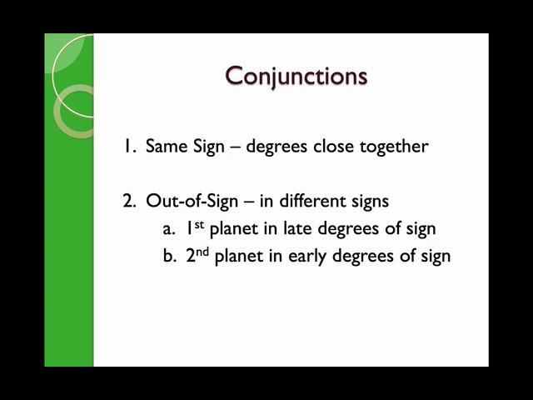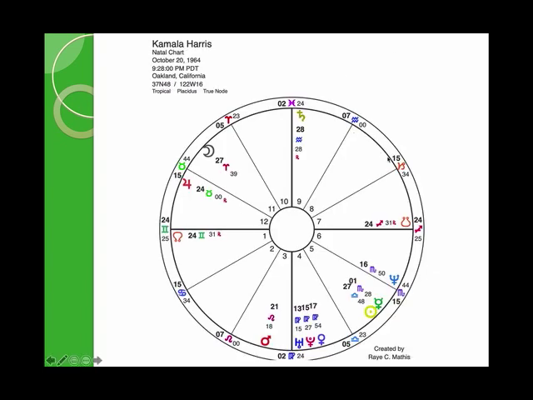Okay, we're going to look at conjunctions first. Again, this is when the degrees are close together and the planets are in the same sign. Or the out of sign would be when they are in different signs, but one planet is in the late degrees of its sign, and the second planet is in the early degrees of its sign. Now, let me show you an example.